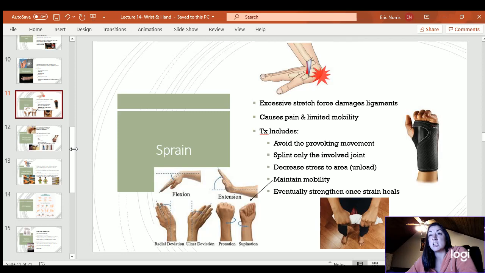You want to initially unload the area, take force off the area before eventually, once it heals, reloading the area to increase strength and stability in the area. You want to maintain mobility throughout, so giving them active assistive or active range of motion type exercises. And then once everything heals well enough, then you want to strengthen so that it doesn't happen again. Remember, once you sprain a ligament, it gets more and more likely to become sprained again.